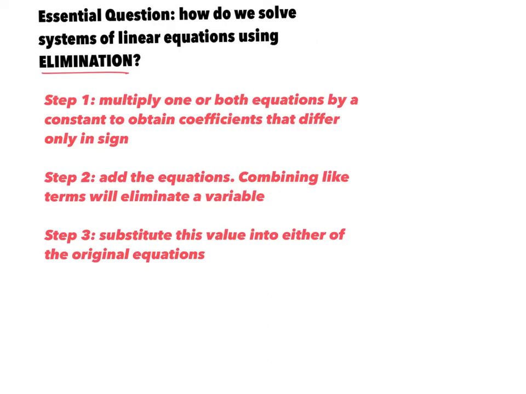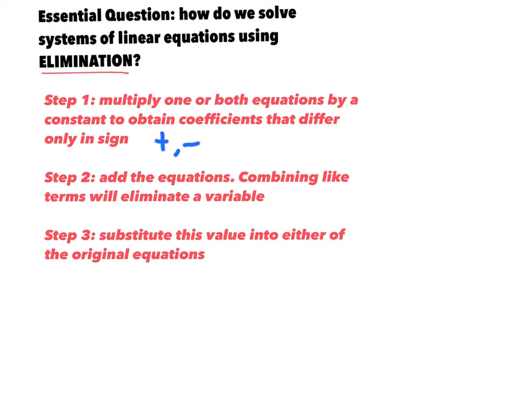We can do elimination in 3 steps. The first step is going to be multiply one or both equations by a constant. A constant is just a number. To obtain coefficients, the numbers in front of the variables, that differ only in sign. So that just means you need one positive and one negative.